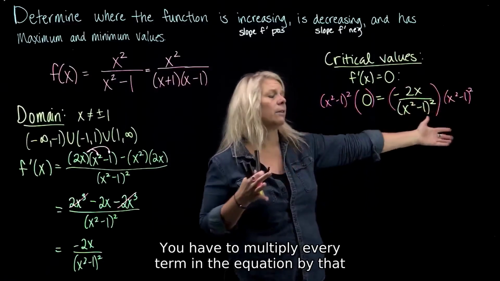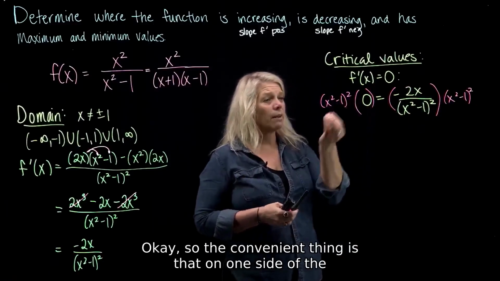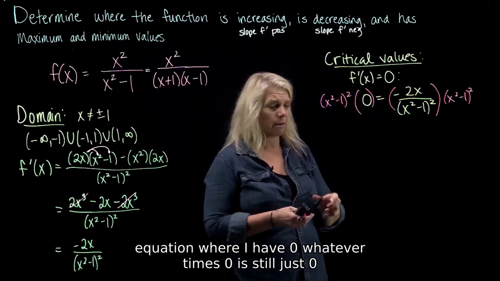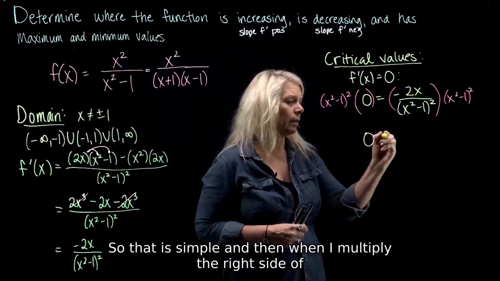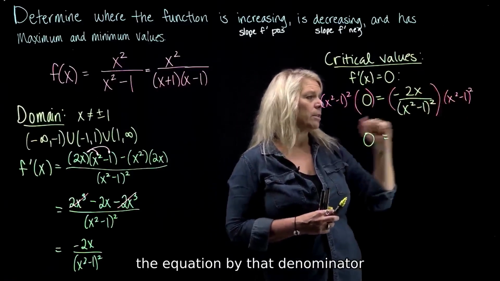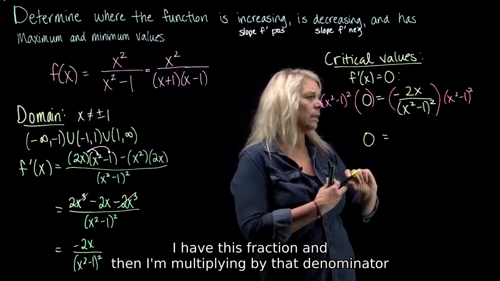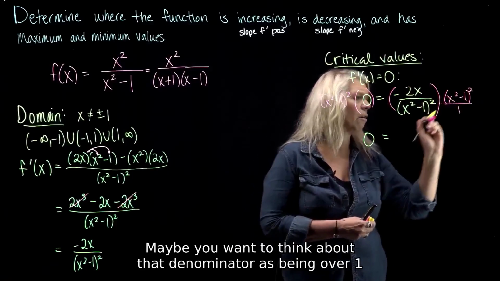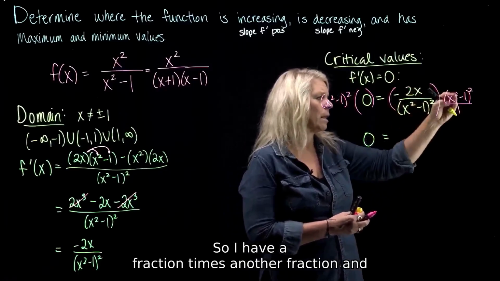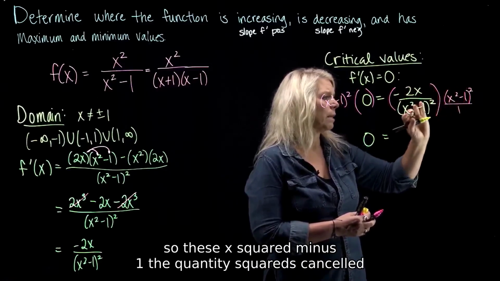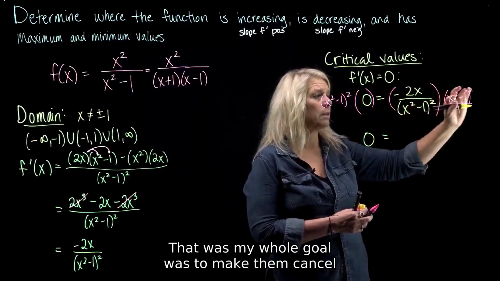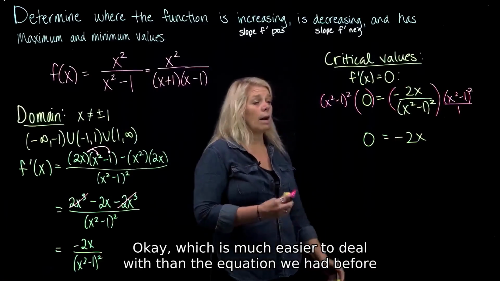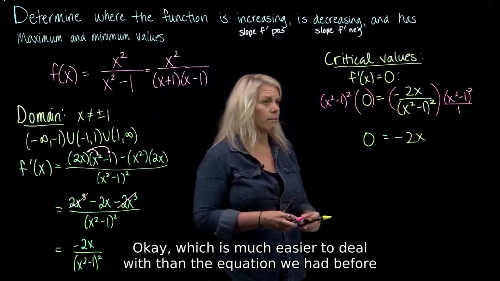You have to multiply every term in the equation by that. Okay, so the convenient thing is that on one side of the equation where I have 0, whatever times 0 is still just 0. So that is simple. And then when I multiply the right side of the equation by that denominator, I have this fraction, and then I'm multiplying by that denominator. Maybe you want to think about that denominator as being over 1. So I have a fraction times another fraction, and so these x squared minus 1, the quantity squareds, cancel. That was my whole goal, was to make them cancel. And so all I'm left with over here on the right side then is negative 2x. Okay, which is much easier to deal with than the equation we had before.